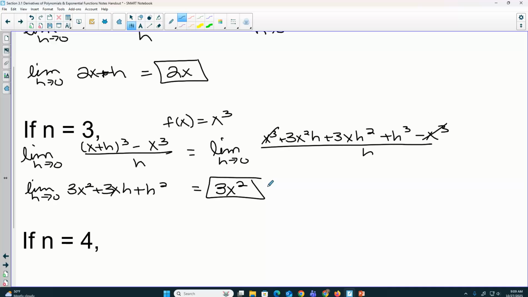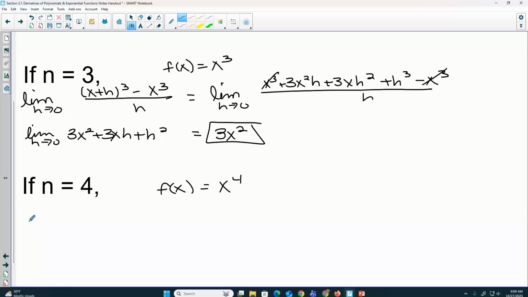All right. Do you have any predictions what the derivative of x to the fourth might be? 4x cubed. Let's see if you're right. So x plus h. If you take x plus h to the 4, that's where we're going to have to begin, minus x to the 4, over h. Is everybody with me on these?